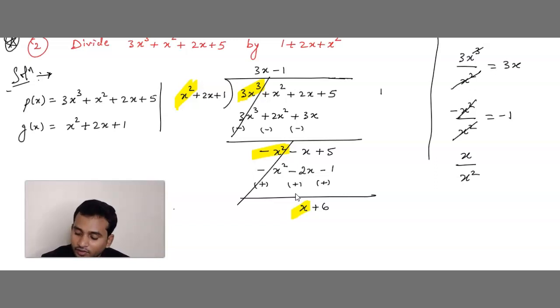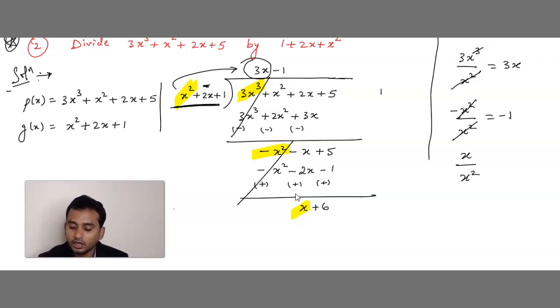See here. When we multiplied this x square plus 2x plus 1 with this 3x, first step: x square into 3x is what? 3x cube. Next, what is here? Plus 2x. Plus into plus is plus. 2 threes are 6. But what have I written here? I have written 2. You have copied as it is. This is the mistake you people do.